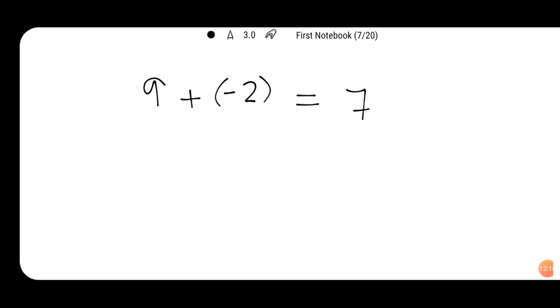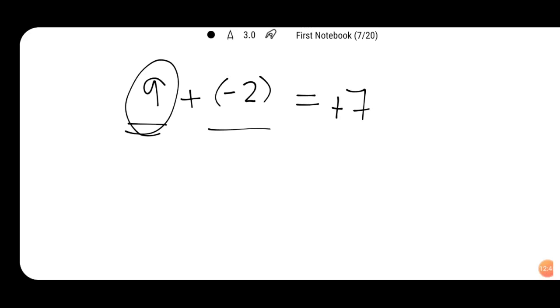For that, we will check both the numbers. Here, only take the numbers. Here 9 is the bigger number when comparing with 2. So we will take the sign of the bigger number. That is, we will take the sign of 9. What is the sign of 9? It is positive. So our answer is positive 7.